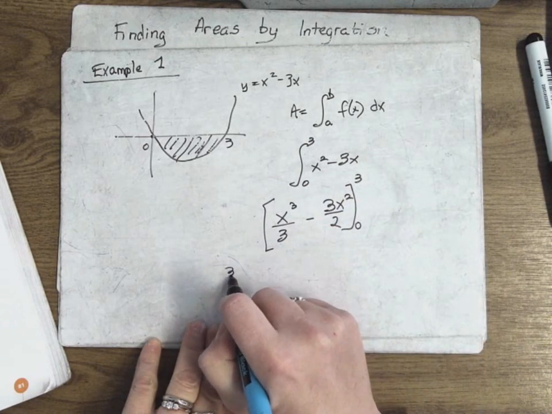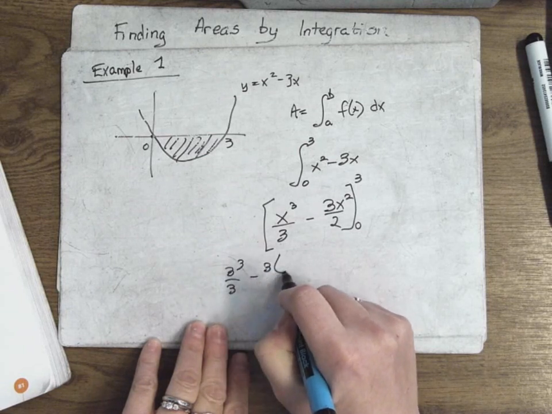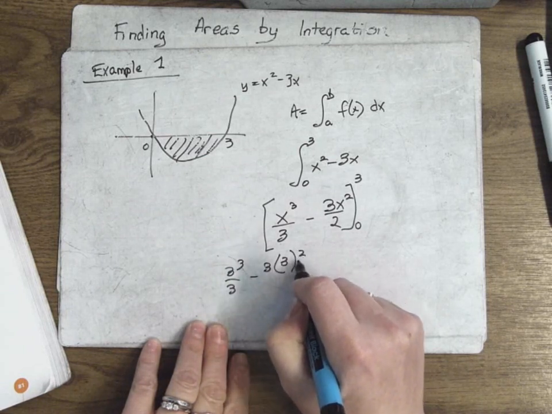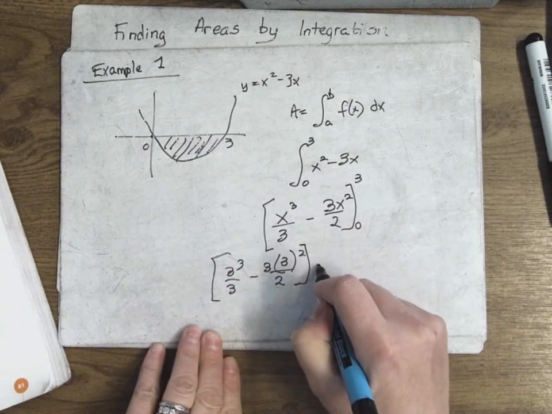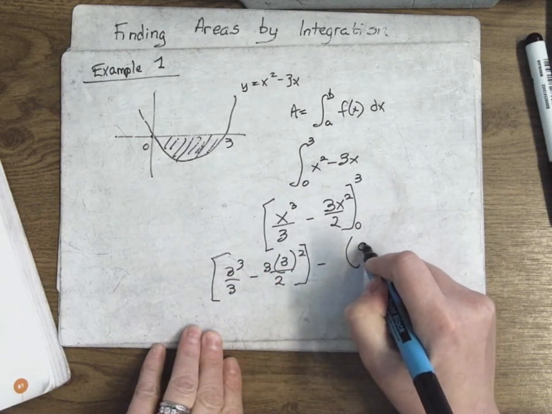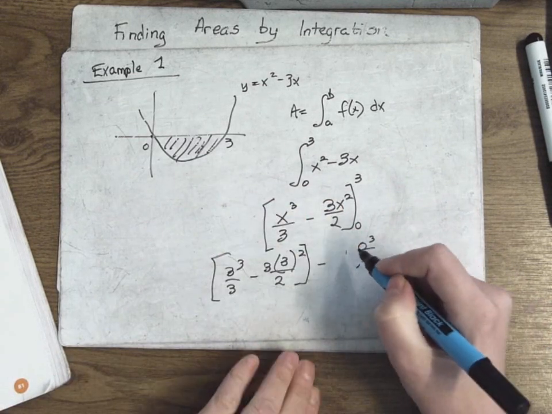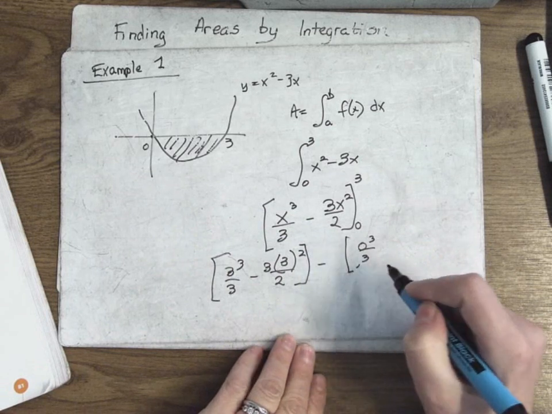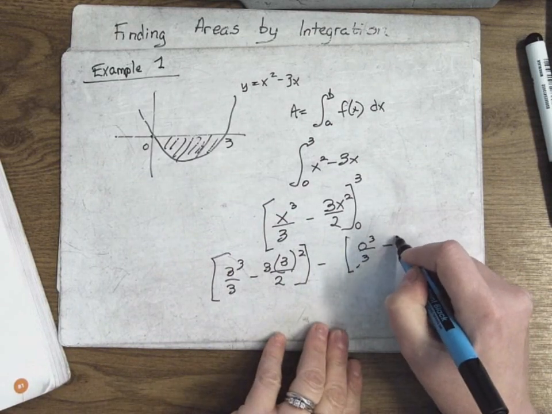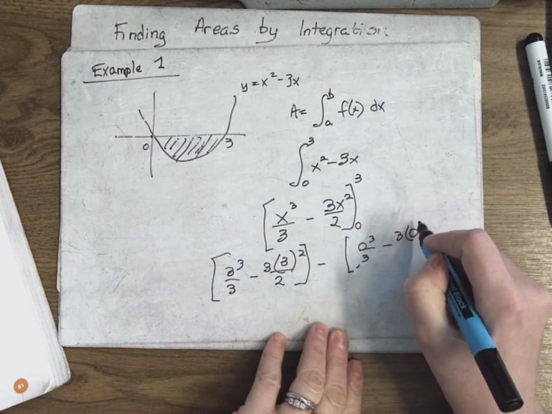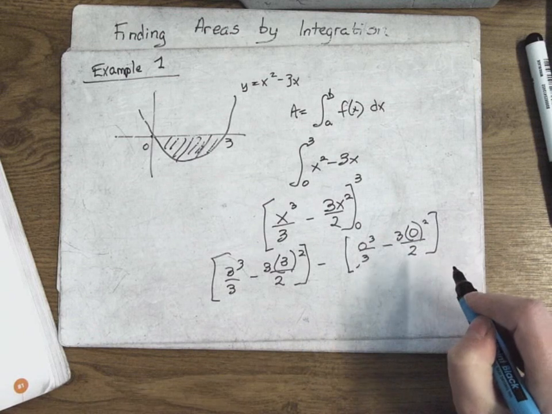So that would be 3 cubed over 3 minus 3 times 3 squared over 2, take away 0 cubed over 3. I know this is going to turn out to be 0, but fill it in anyway. Write it down anyway, even though you know it's going to turn out to be 0. Is that alright?